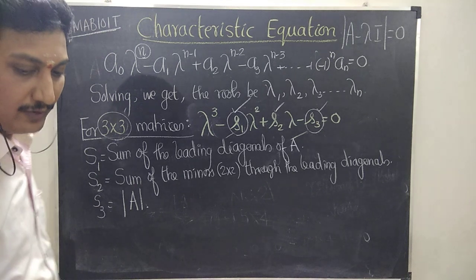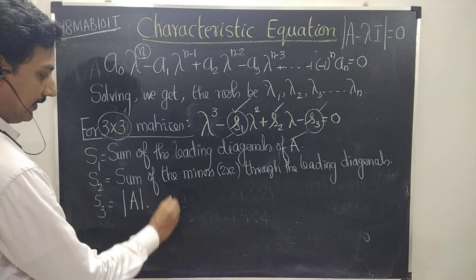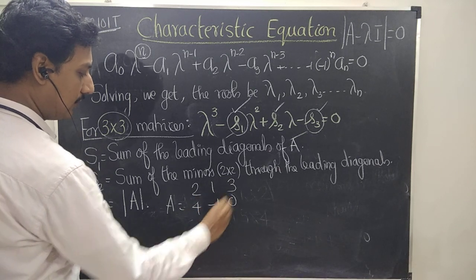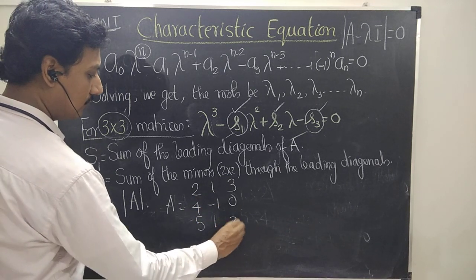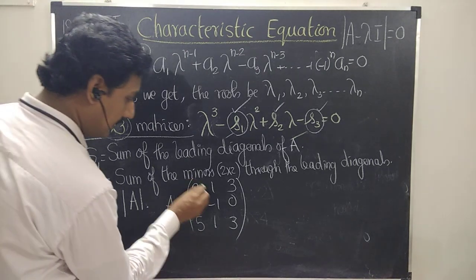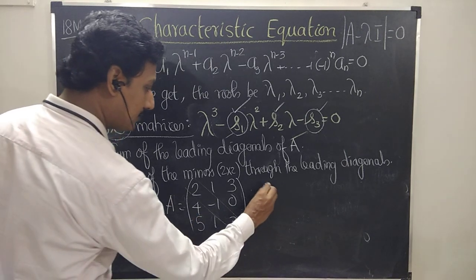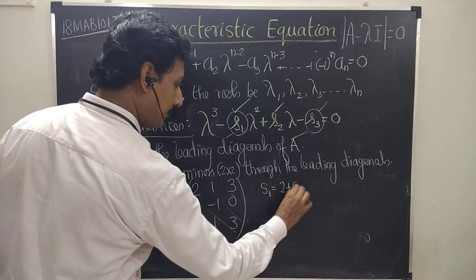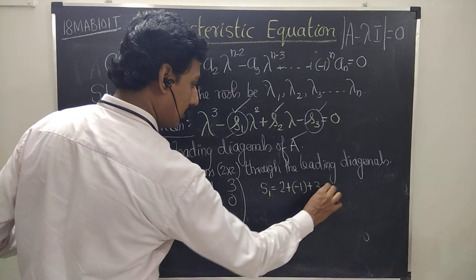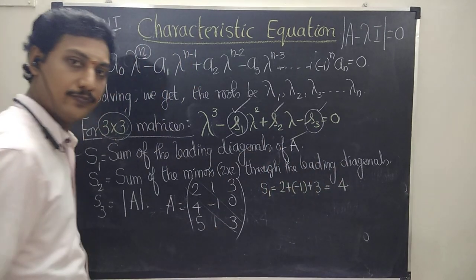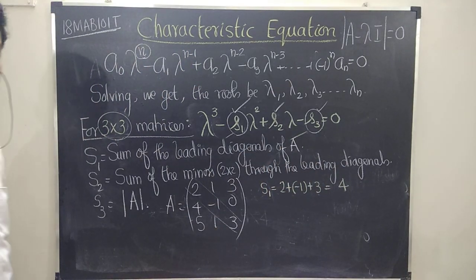Now I can give the example for you. Suppose A is the matrix 2, 1, 3; 4, minus 1, 0; 5, 1, 3. This is my matrix. Now can you tell me what S1, S2, S3 are? See that these are the leading diagonal elements. So S1 is nothing but 2 plus minus 1 plus 3. So 3 plus 2, 5, 5 minus 1, 4. Sum of the leading diagonal elements.